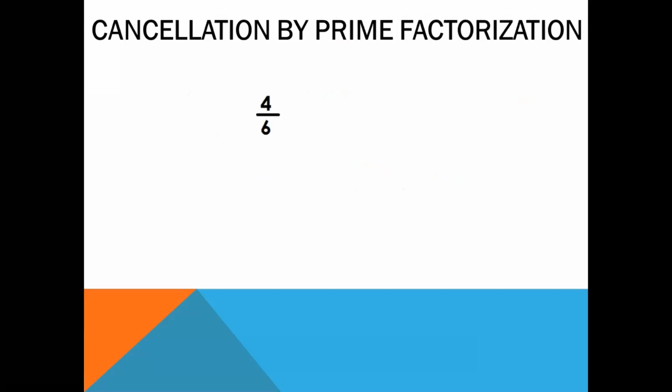First, example number 1, we have 4/6. So what is the prime factorization of 4? We have 2 times 2, right? Next, prime factorization of 6, we have 2 times 3. Yung prime factor ng 4 natin is 2 times 2 lang po, at saka yung 6 is 2 times 3 lang din po.